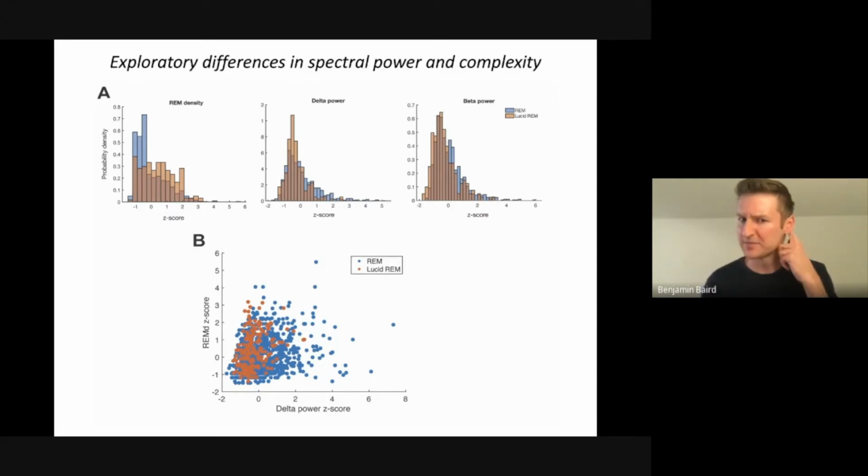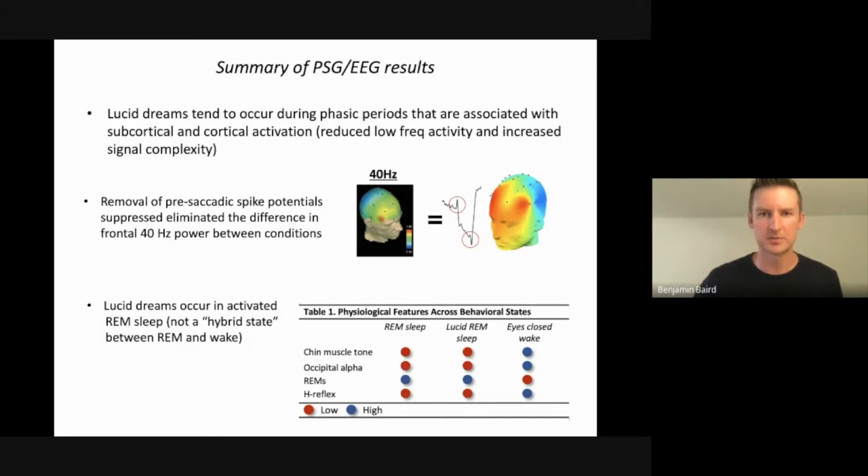But actually, after some digging into the literature, it's been pretty widely established that decreases in the beta band go together with increases in phasic activation during REM. So we think this is just another marker of phasic activation. And it turns out that those REMs can actually desynchronize beta oscillations.